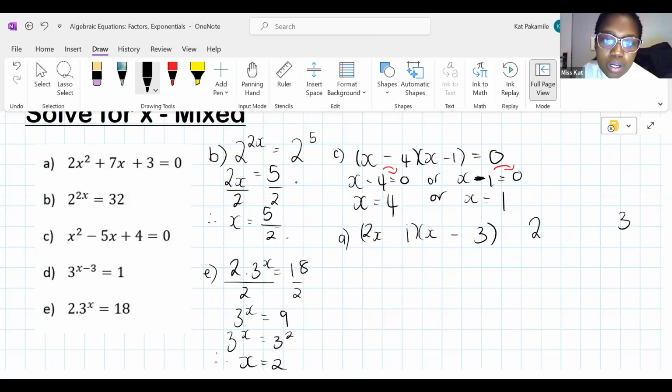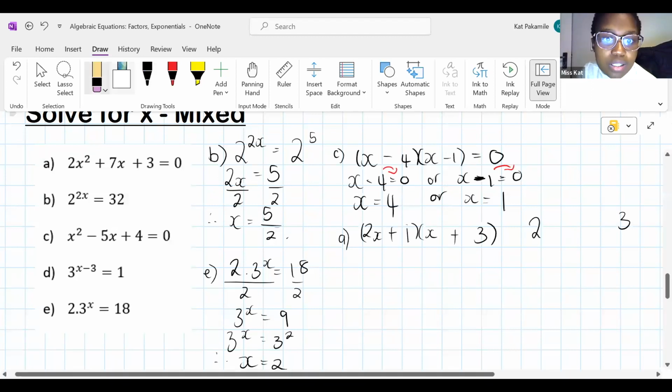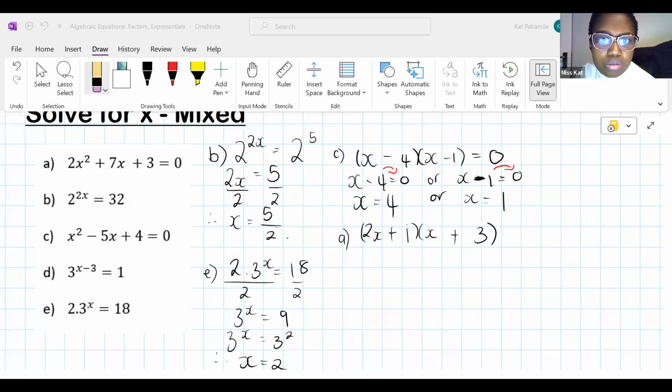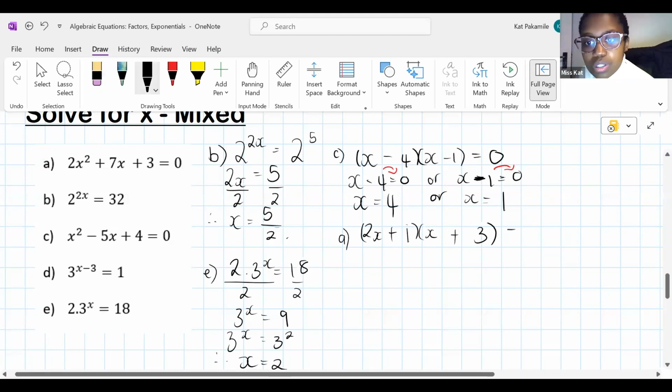There we go. I saw someone in the chat saying there's no way they can add up to 7. They do, guys. Check here: this will be 6x plus 1x. That's 7x. Okay, thanks, Tammy.